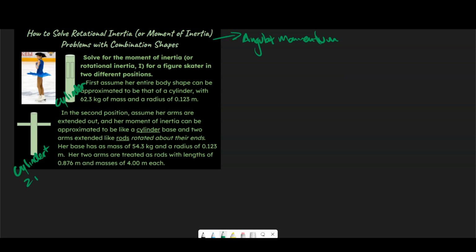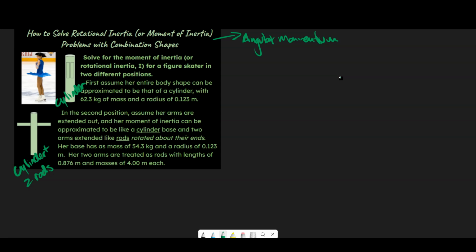cylinder plus two rods. In other words, we can approximate her body in the first case, in the top example, when she has her arms and legs tucked in, as if she is a cylinder, and approximate her body with her arms stretched out as a cylinder with two rods. So let's do the math for both of those and see that we're actually going to have different values.